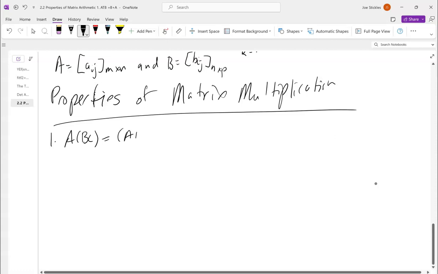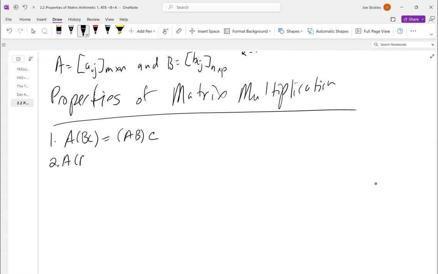The first one just says that matrix multiplication is associative. The second one says that multiplication distributes, a multiplication on the left distributes over a sum. And the third one says that multiplication from the right distributes over a sum.